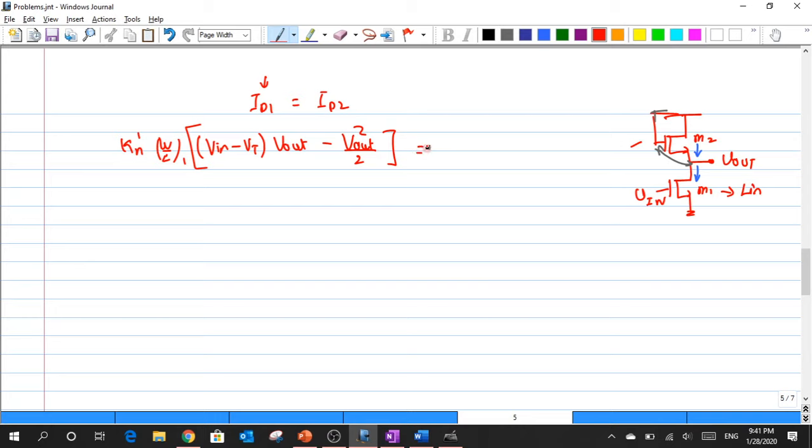On the right side, the value of ID2 is nothing but the current that flows through my M2 transistor, and we know that this transistor is in saturation. So I substitute that current equation to be half Kn dash W by L of 2, and then VGS minus VT. I'll write it as VDD, the gate potential, minus the source potential, which is nothing but our V out, and then the threshold voltage of the device, whole square. Now let us do some simple math. You can just cancel out the common terms that are there.